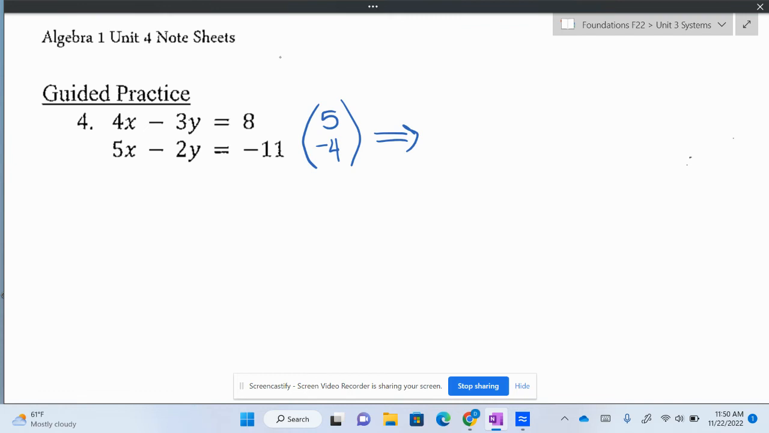Okay. So 5 times 4x is 20x. 5 times negative 3 is negative 15y. And 5 times 8 is 40. On to the second equation. Negative 4 times 5x is negative 20x. Negative 4 times negative 2 is positive 8. Negative 4 times negative 11 is positive 44.